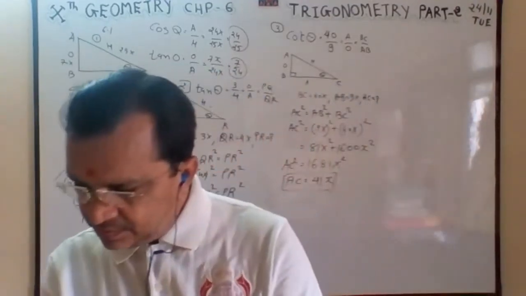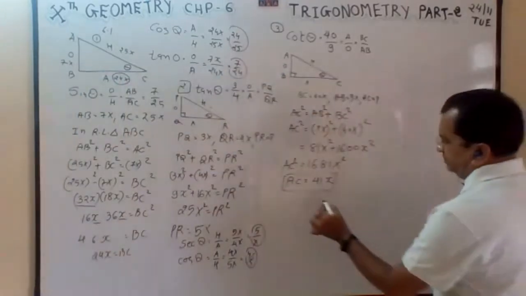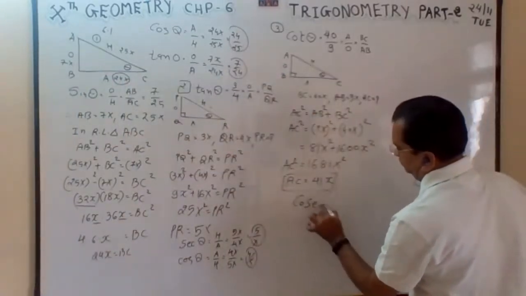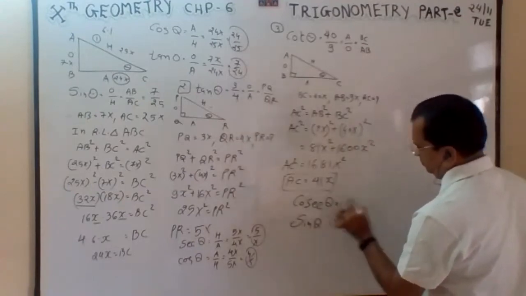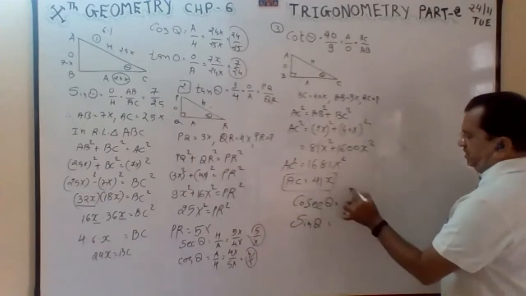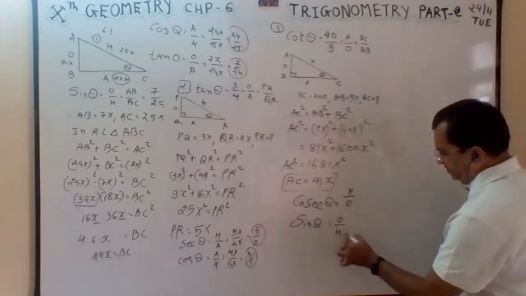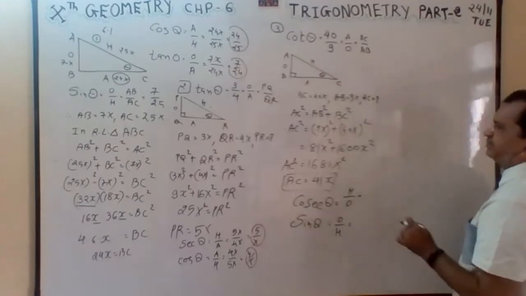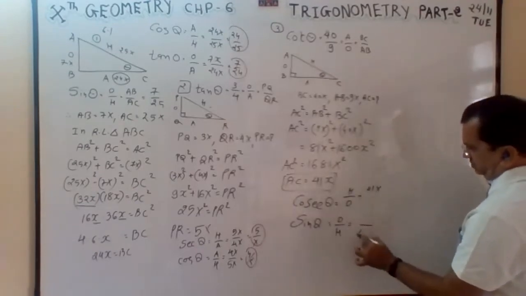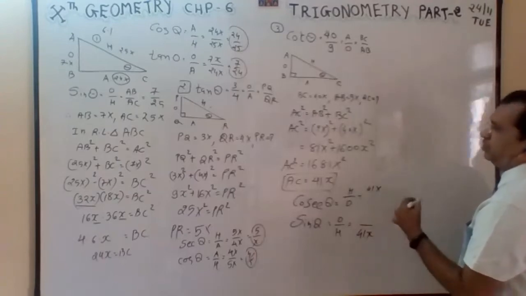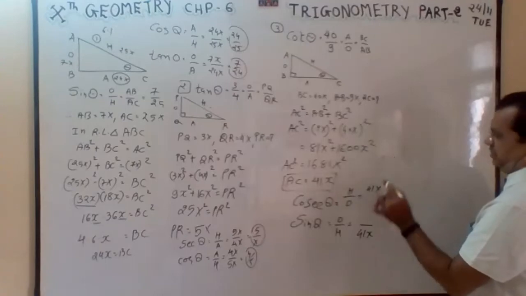Now, our questions are cosec and sine. Cosec means hypotenuse by opposite. Sine is opposite by hypotenuse. Both are inversely proportional to each other. So hypotenuse is 41x, opposite is AB, 9x.